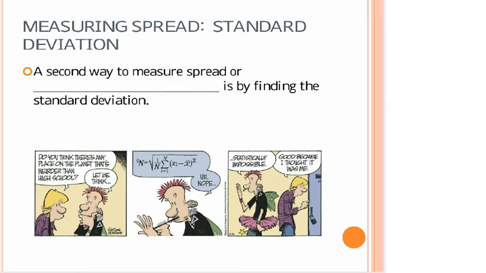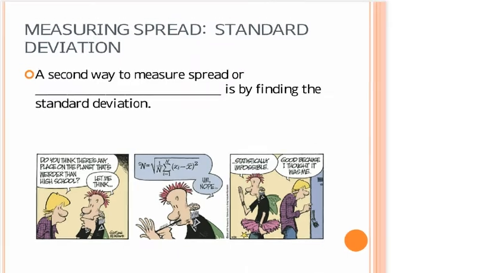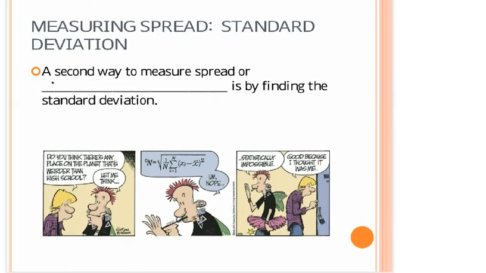One of the measures that we talked about was spread, measuring spread. In last class, we learned that we could measure spread with the IQR, the interquartile range, which we found from subtracting quartile 1 from quartile 3. But there's another measure of spread that we can use, and this is called the standard deviation. So a second way to measure spread or variation is by finding the standard deviation.